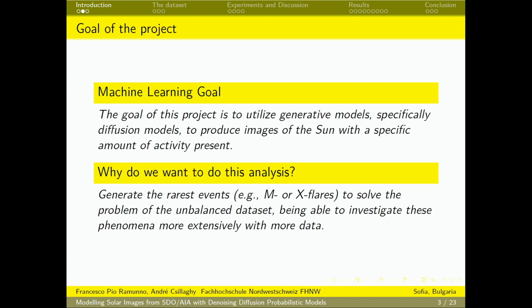The reason why we want to do this is because we have a lot of very rare events from a physical point of view, such as M or X flares, and we would like to solve the problem of the unbalanced data set that we have, so that having more data, we can use it for a lot of tasks, both physical tasks or other machine learning tasks, like trying to improve the classifier accuracy on this data and things like this.